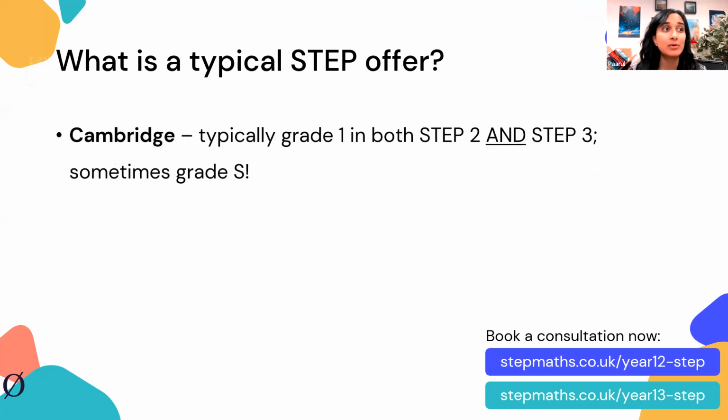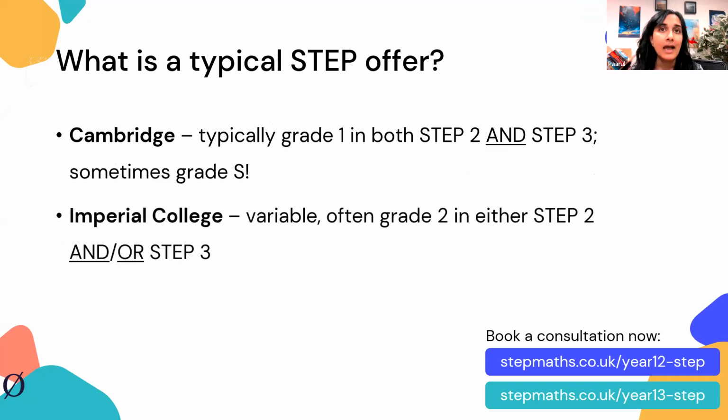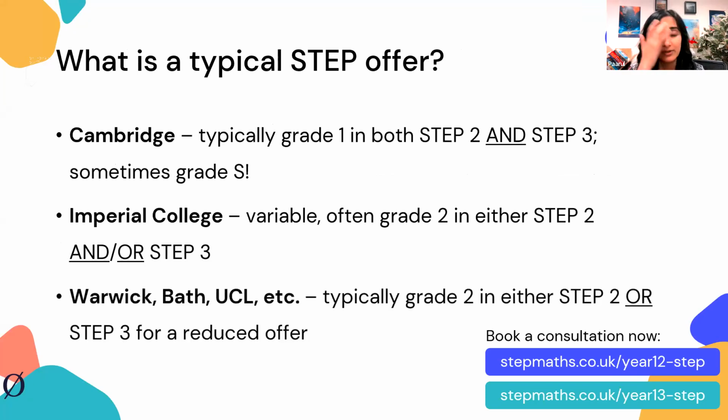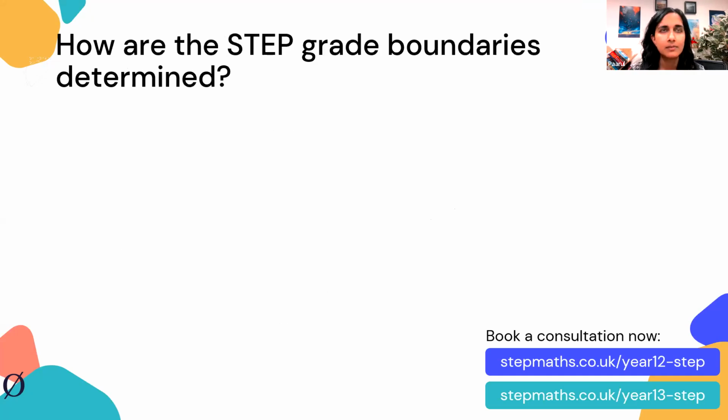So what would a typical maths offer be? At Cambridge, you will typically be asked for grade 1 in both step 2 and step 3, but often you're asked for grade S's, and we have heard of numerous students being asked to get SS. At Imperial, it can be variable, but often they're asked for grade 2 in step 2 and/or step 3. That's frequently for computer science as well. Warwick, Bath, UCL, etc. might ask for grade 2 in either step 2 or step 3, but that's for a reduced A-level offer. So you can get away with not doing the STEP papers, but often it makes sense in case one of your A-levels isn't as good as it could be on the day.